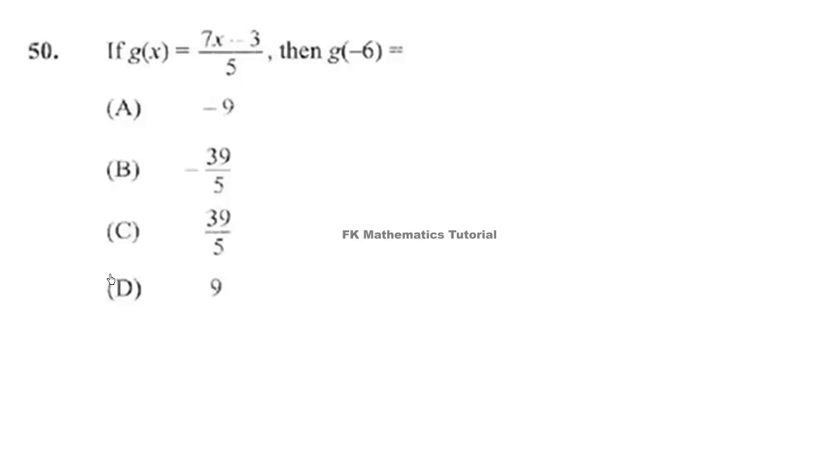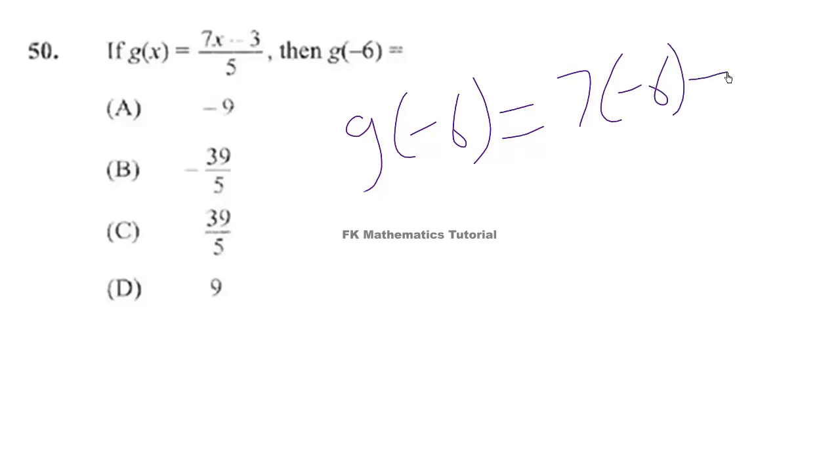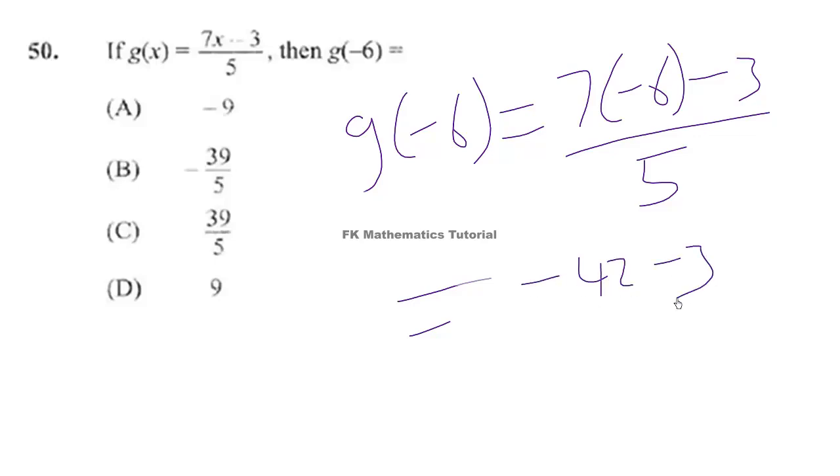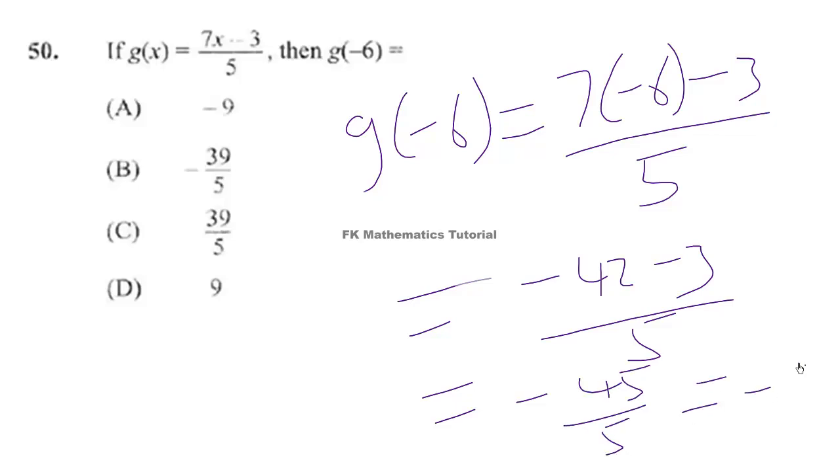If g of x equals 7x minus 3 over 5, then g of negative 6 is equal to, so g of negative 6, wherever you see x, you put negative 6. 7 times negative 6 minus 3 all over 5. So this will give you negative 42 minus 3 over 5. So negative 45 over 5. That will give you negative 9.